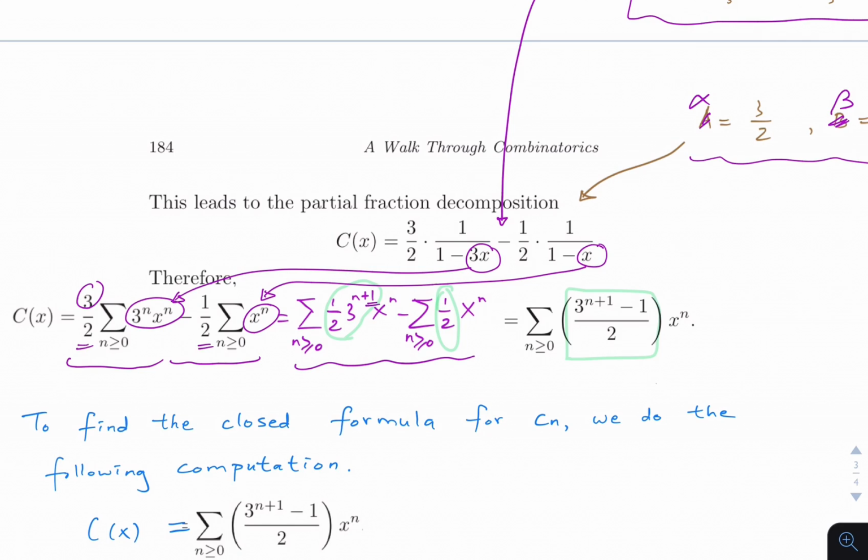Okay, so now we're almost done. Normally when we were working with the ordinary generating function that we were working on before, we would be done. But C is not an ordinary generating function. C is an exponential generating function. So we have to do one more step.